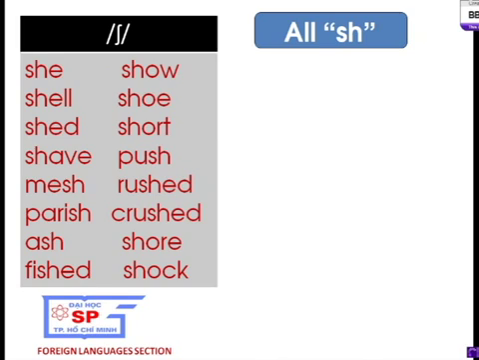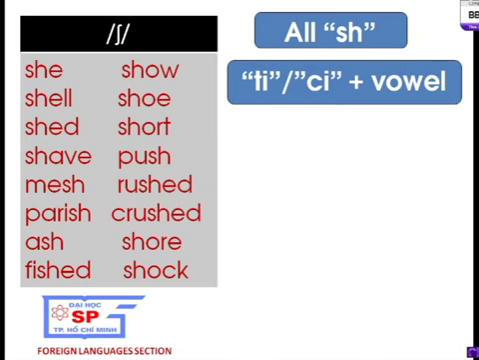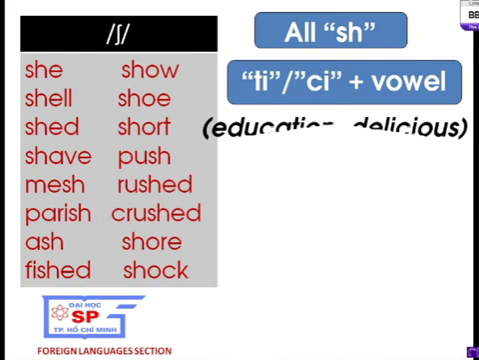That's the first rule. In addition, TI and CI followed by a vowel is also pronounced as sh. For example, in education, you can see TI followed by the vowel O, so we will pronounce it as education. And similarly with delicious, CI followed by the vowel O, so we will pronounce it as delicious.